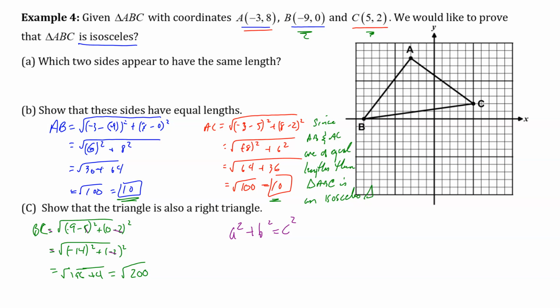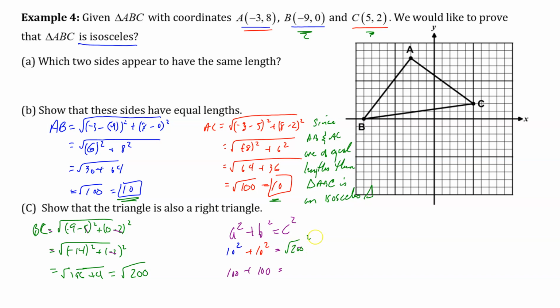So our legs were 10 squared, plus the other leg was 10 squared, and we are saying that this one is the hypotenuse, which in this case is radical 200, and we're going to square that. So let's simplify everything. 10 squared is 100, plus another 10 squared, which is another 100.